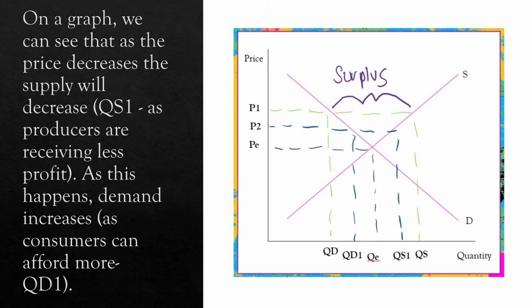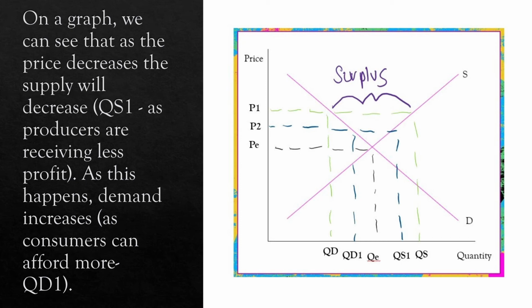So at P2, we do the same thing, draw the dotted lines across. Where it intersects on the demand curve, dotted lines go down. You can see that that is now labeled QD1. Draw the dotted lines across back where it intersects with the supply curve. Dotted lines go down, QS1, so it's that dark purple color. So we can see that our surplus has decreased from the green lines where the original surplus was. There's still a surplus at P2, but not as much.